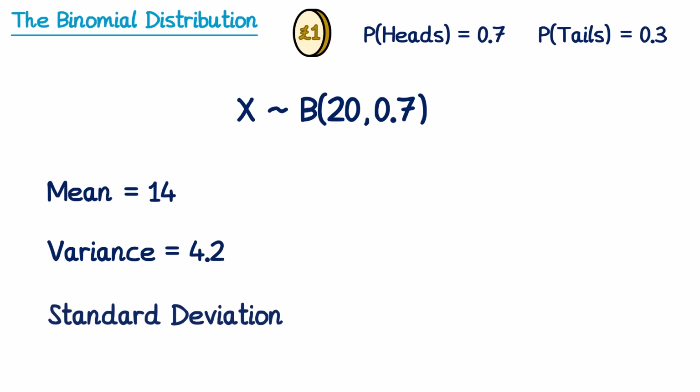The standard deviation then is always the square root of the variance, so for this one we would just square root 4.2, which will give you about 2.05. So the standard deviation will be 2.05.